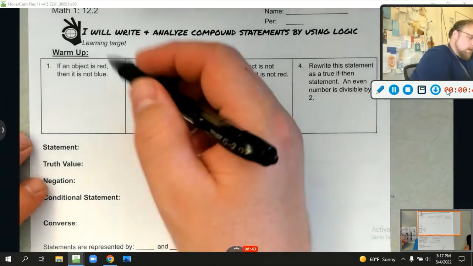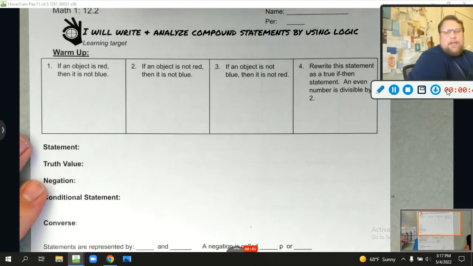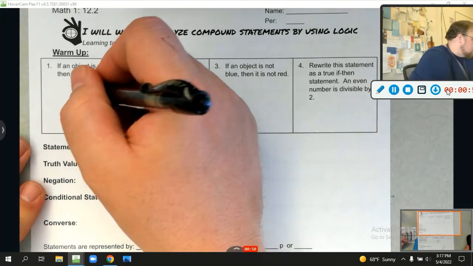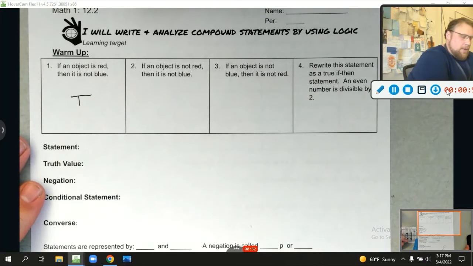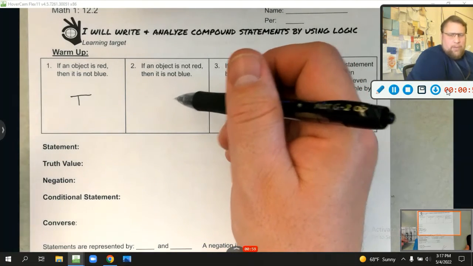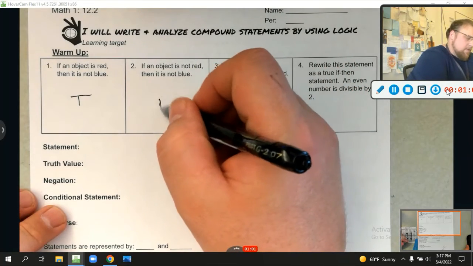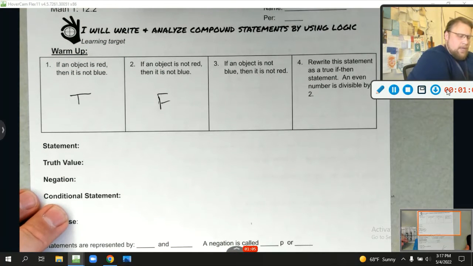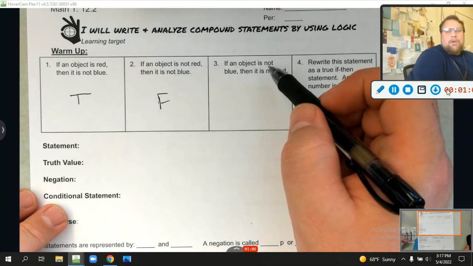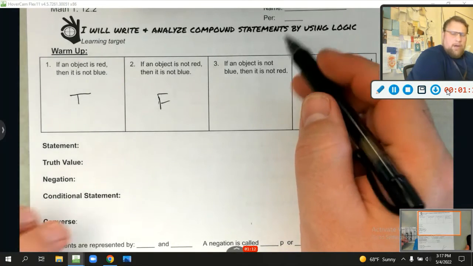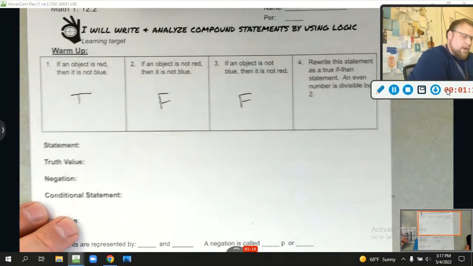Okay, let's look at it. If an object is red, then it is not blue. Well, if it's red, yes, it is not blue. True. If an object is not red, then it is not blue. Well, if it's not red, we don't know what color it is. We just know it's not red. We have no idea whether it's not blue or not, so this is going to be false. If an object is not blue, then it is not red. Again, same thing. Not being blue doesn't mean it's not red. It could be red, as long as it's not blue, right? So this is going to be false as well.